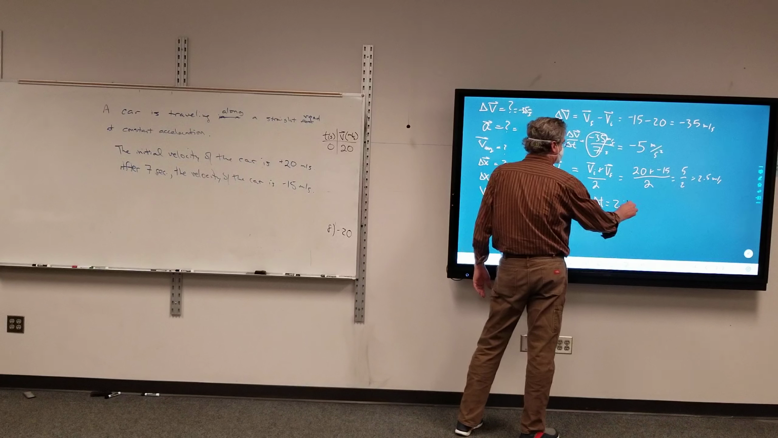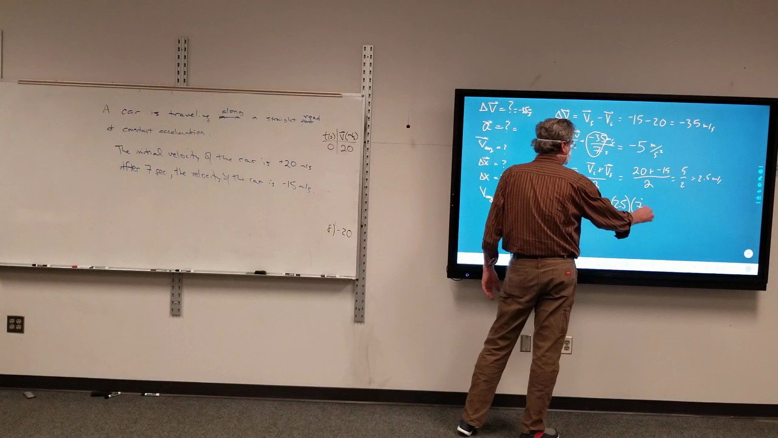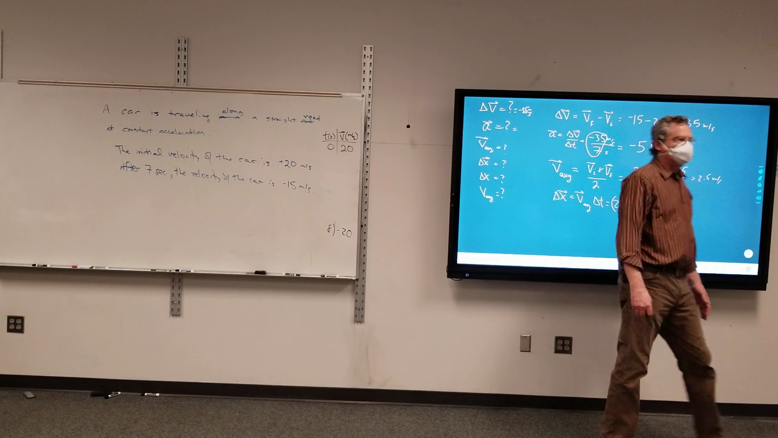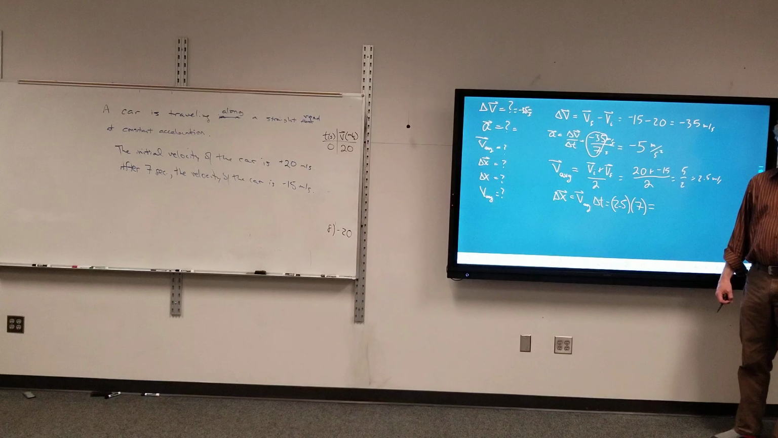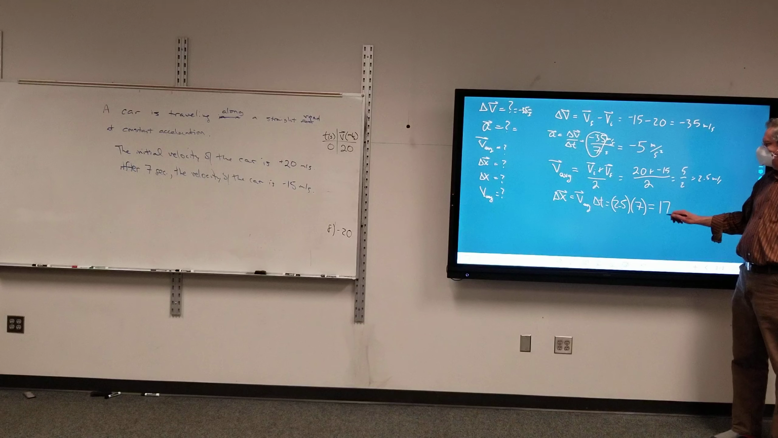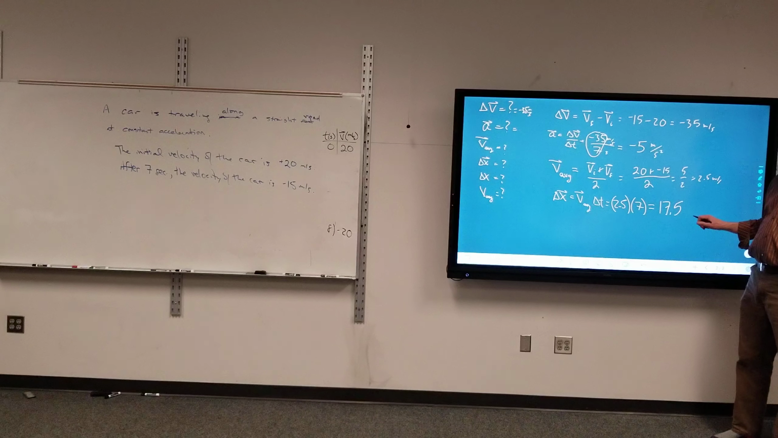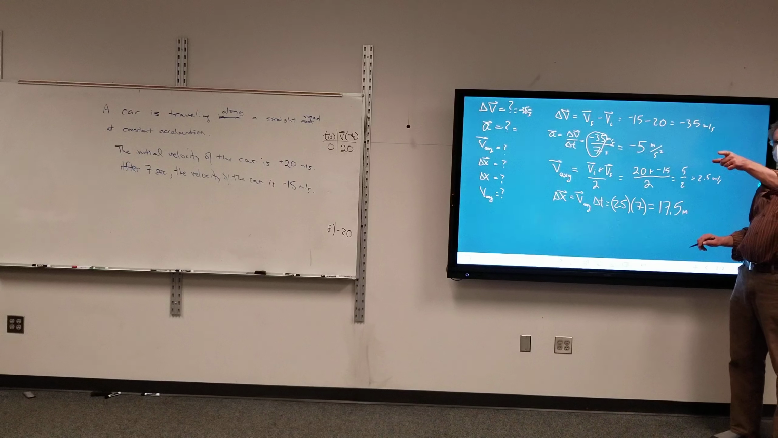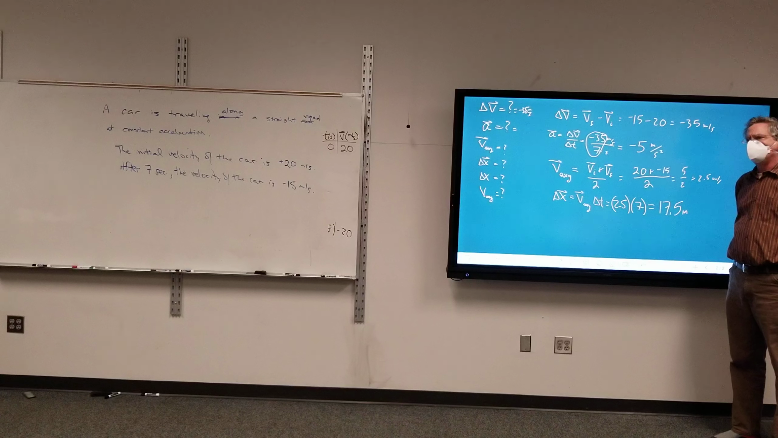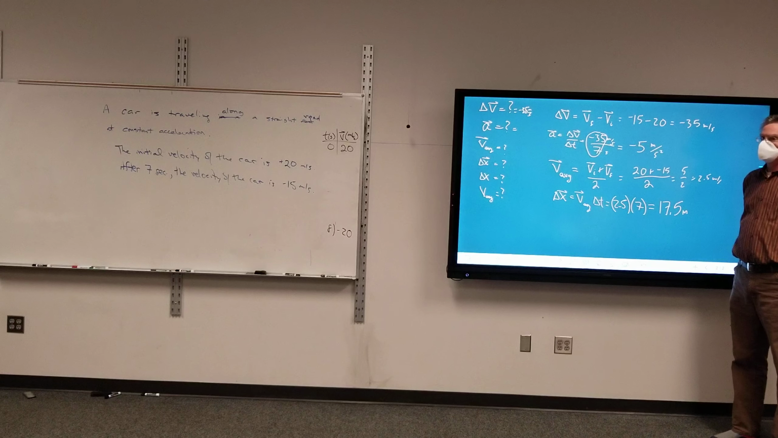So that's 2.5 times 7. 17.5. Okay. Units? Meters. So that was the displacement. For that one, is it just multiplying the average velocity, or the velocity itself? The average velocity.